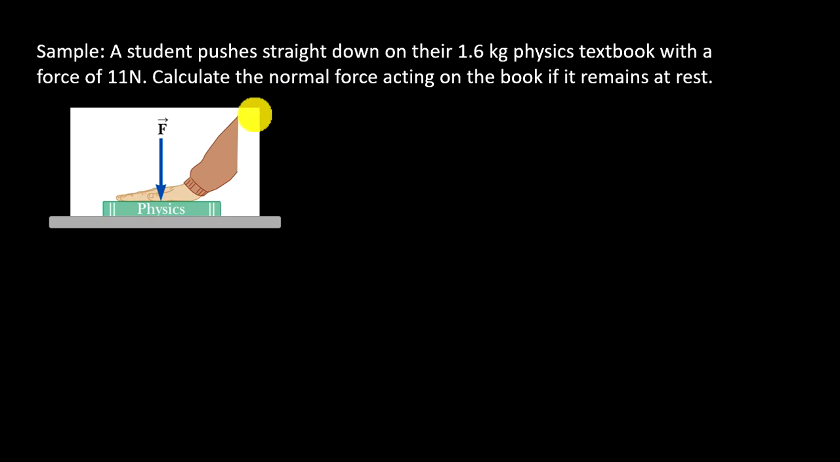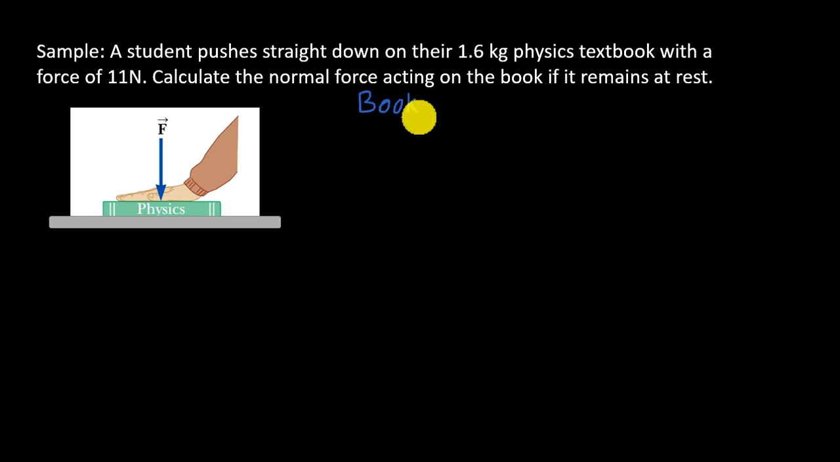Here I have a problem that says a student pushes straight down on their 1.6 kilogram physics textbook with a force of 11 newtons. Calculate the normal force acting on the book if it remains at rest. Okay, so we're going to go through our item by item kind of checklist, our strategy to solve this problem. Step 1 is to draw a free body diagram. Okay, it's asking about the book, the normal force on the book. So we're going to draw a free body diagram for the book.